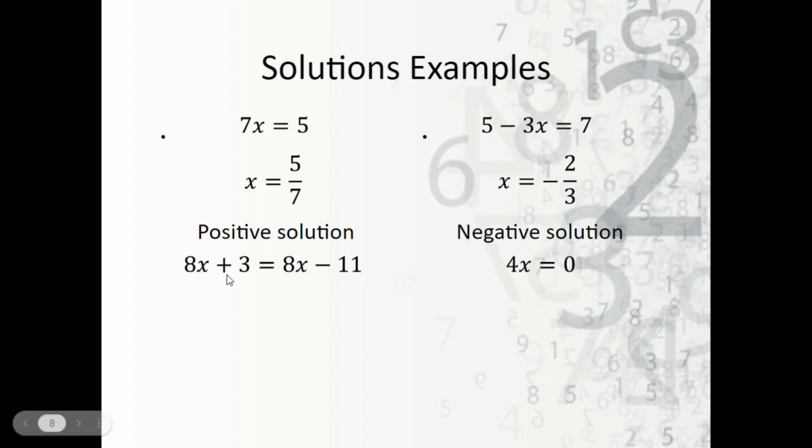Here we have 8x plus 3 and 8x minus 11. Well, I should notice that in order to combine these, I'm going to have to subtract 8x from both sides at some point, and I'm going to get 0. So my x completely drops out. Therefore, this is no solutions. Now here we have 4x equals 0. Well, we know if we divide by 4, 0 divided by anything is going to be 0. So this is just 0 solution.